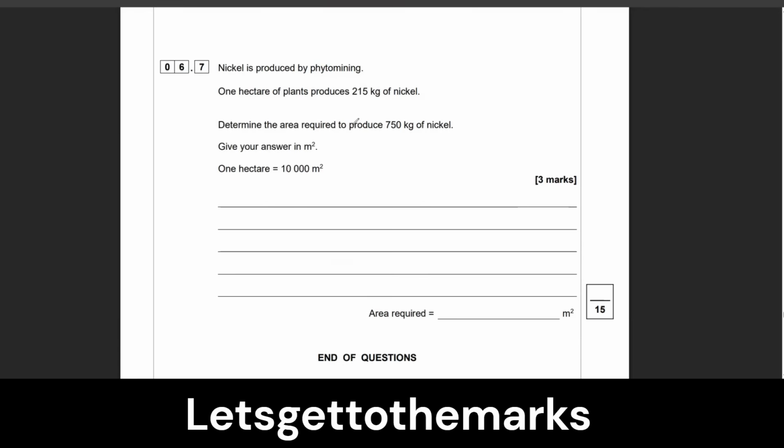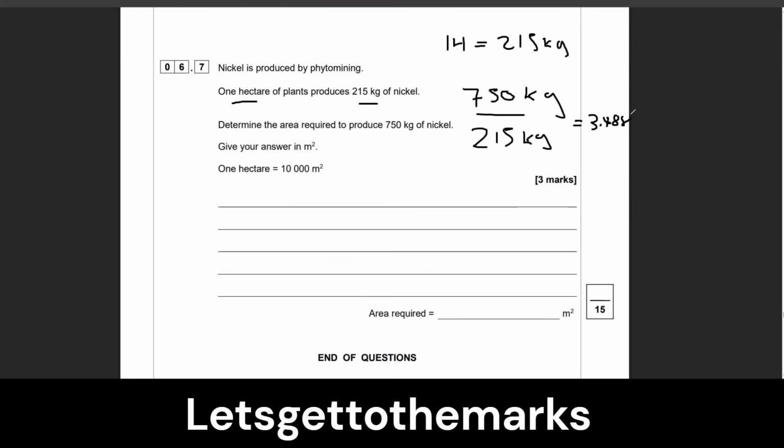So 1 hectare makes 215 kilograms of nickel. How many hectares can we do with 750 kilograms? So I'm going to do 750 divided by 215 kilograms, and this is going to give me the total number of hectares we have. Let's check it out. So we go 750 divided by 215. That is going to give us 3.488 hectares. I could round that if I want. I'm going to call that 3.49 hectares.